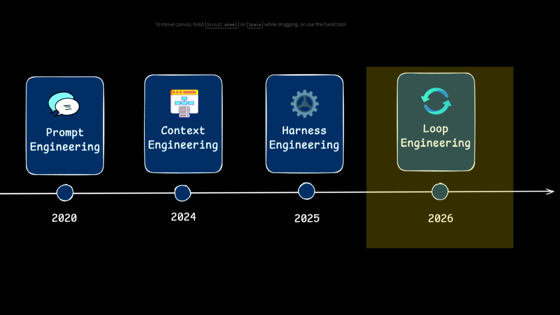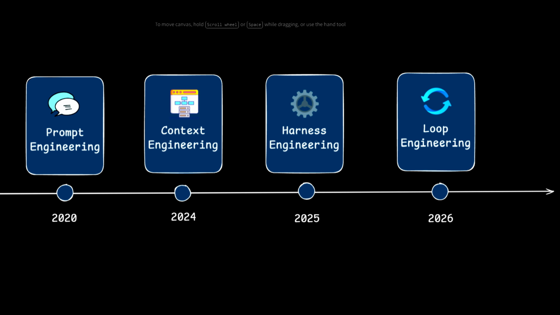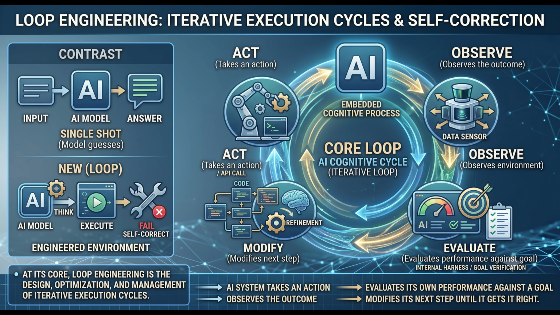In this video, we're going to break down exactly what loop engineering is, look at how it fundamentally shifts our approach compared to prompt and harness engineering, and look ahead at why this is the skill that will define the next decade of AI development. Let's dive in.